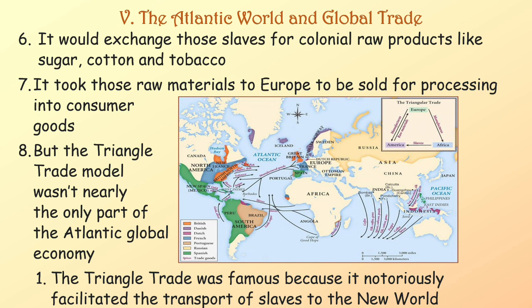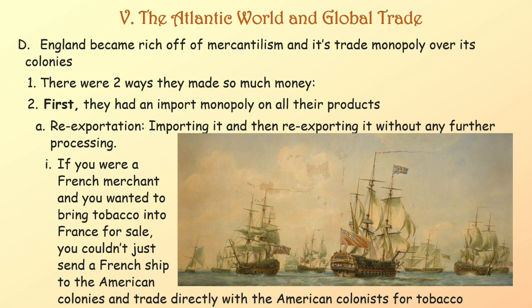But the triangle trade model wasn't nearly the only part of the Atlantic global economy. The triangle trade was famous because it notoriously facilitated the transport of slaves to the New World. England became rich off of mercantilism and its trade monopoly over its colonies. And there were 2 ways that they made so much money. First, they had an import monopoly on all their products. Re-exportation is importing it and then re-exporting it without any further processing. You're simply taking it in, turning it around, and selling it.